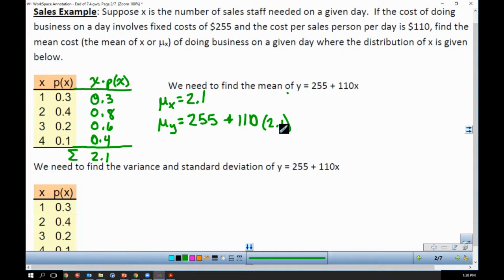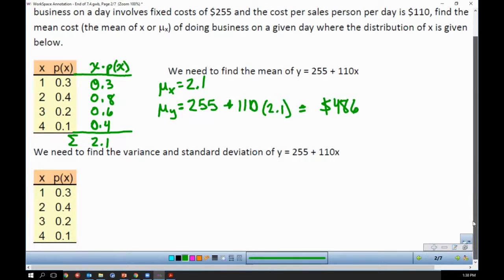Okay, so what did we get for the mean of y? 486. Yep, and we're in dollars again, so we're going to just say $486. That's the first part of this example. Okay. Second part, they ask us to do variance and standard deviation.